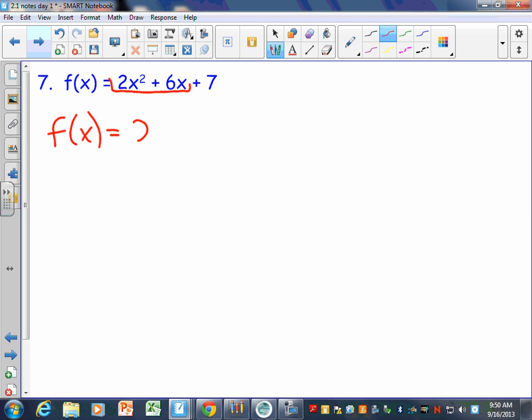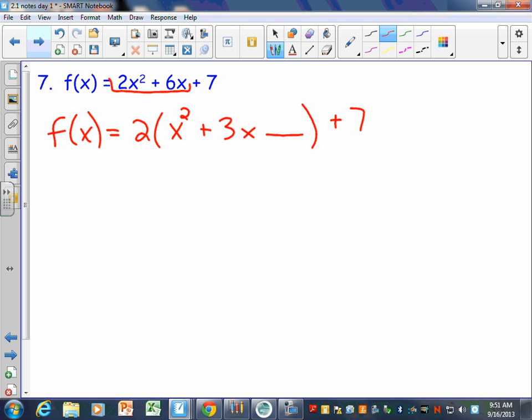So I'm going to take a 2 out of just the x's, and I'd be left with x squared plus 3x. Leave my spot to complete the square, and I didn't do anything to the 7 because I'm not completing the square with the 7. It's just extra at the end. You with me on that part?